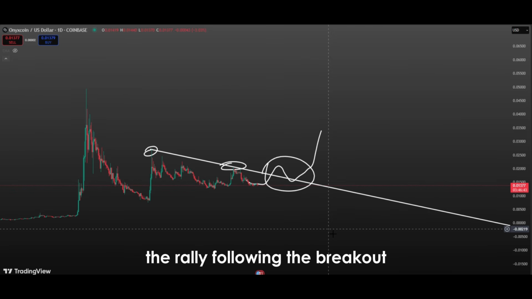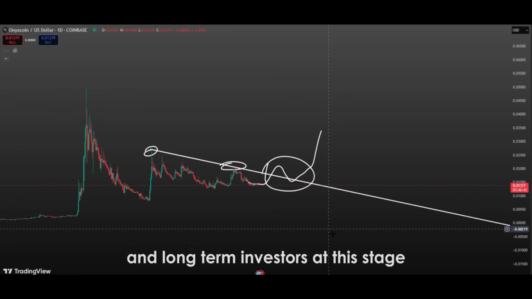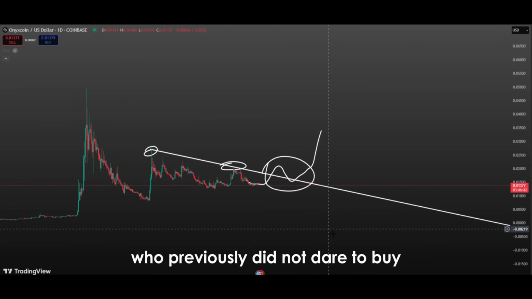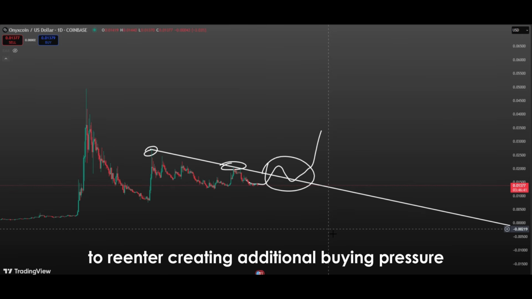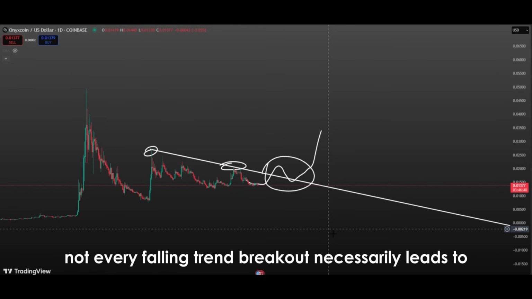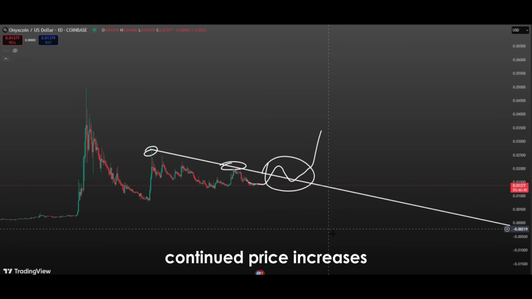The rally following the breakout attracts both short-term traders and long-term investors. At this stage, price movements also encourage investors who previously did not dare to buy to re-enter, creating additional buying pressure that supports the price. Of course, not every falling trend breakout necessarily leads to continued price increases. However, after a successful breakout, a short-term rally is often observed.